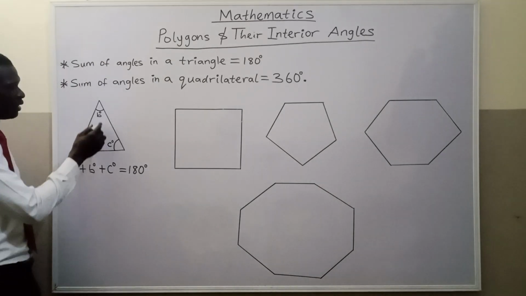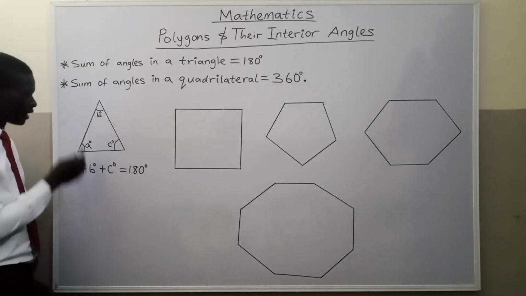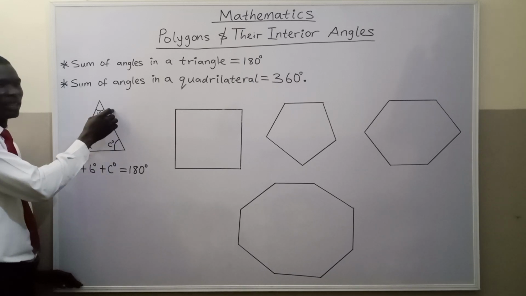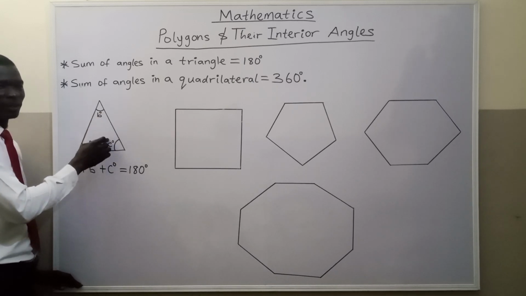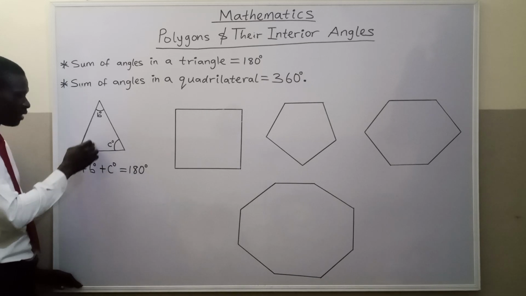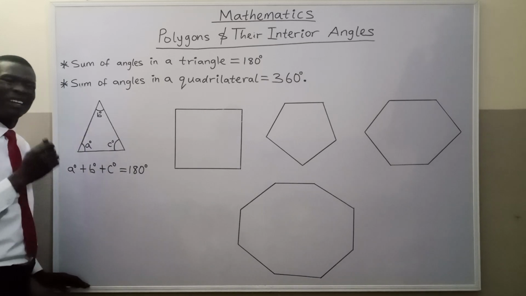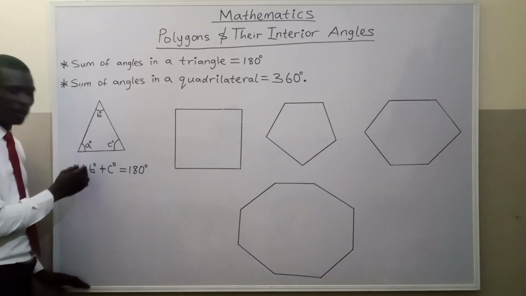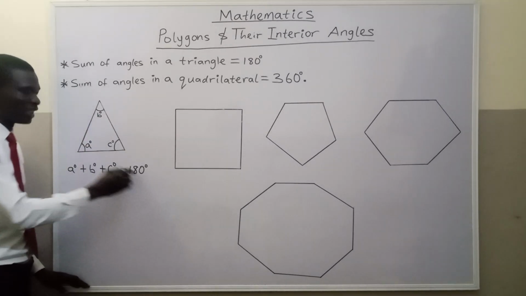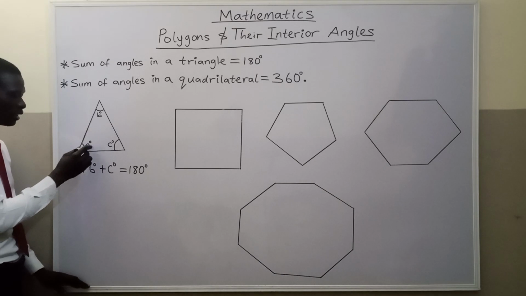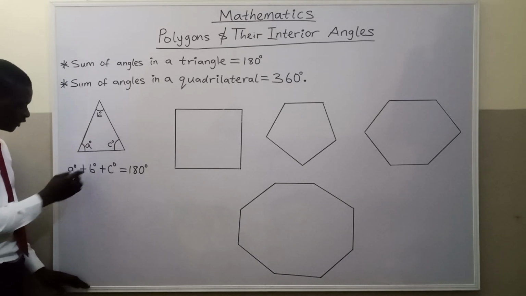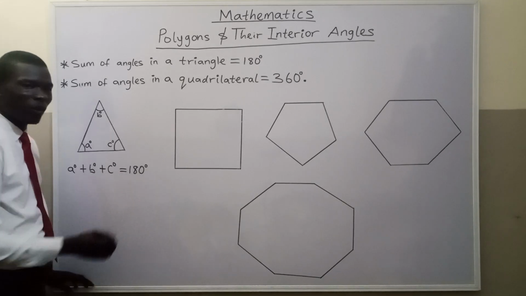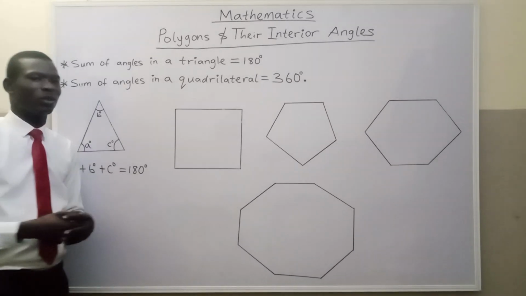You can see this is a triangle. This is one angle inside, this is another angle inside, and this is another angle inside. So how many angles are we having inside a triangle? Of course, three angles. These angles inside are the ones we call interior angles. So the sum of these interior angles in this triangle has to be equal to 180 degrees. I indicated the interior angles with letter A, letter B, and letter C. So we have A degrees plus B degrees plus C degrees equals 180 degrees.